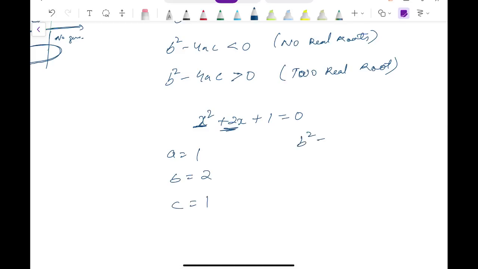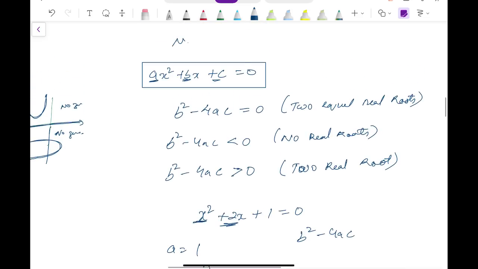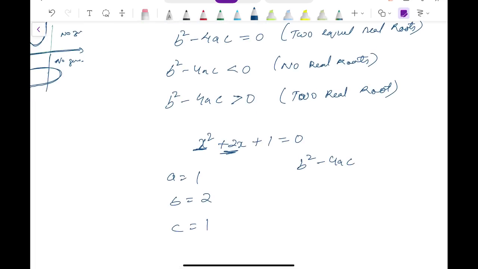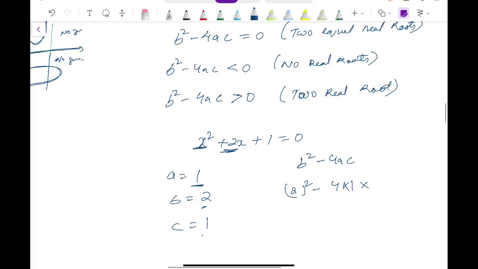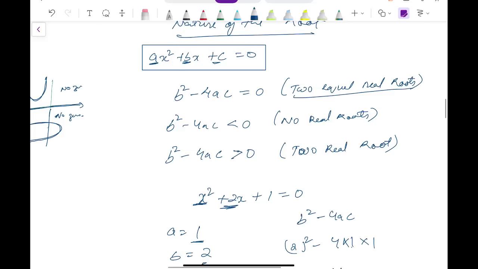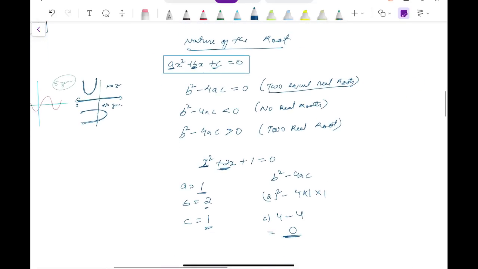So we need to find b squared minus 4ac in order to get the nature of the root. If you're asked to find the nature of the root, then we use this formula. b squared minus 4ac: b is 2, so 2 whole square minus 4 times a times c. 2 squared is 2 into 2, which is 4, minus 4 into 1 into 1, which is 4. So we are getting 0, which means the nature of the roots of this equation is 2 equal real roots. That's how we find the nature of the root of the equation.